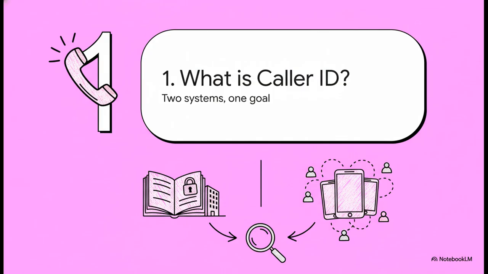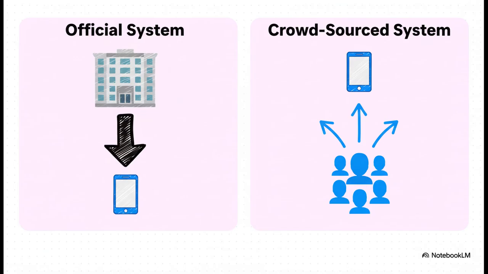You know, the biggest misconception is that there's just one giant official database for everyone. But in reality, it's a tale of two very different systems running at the same time. And this slide really breaks it down perfectly. On one hand, you've got the official system. This is all about businesses registering and pushing their name out there, kind of a top-down approach. But on the other hand, you have the crowdsourced system, where your smartphone basically becomes a detective, using data from millions of other users, a total bottom-up approach. Let's dig into that official side first.